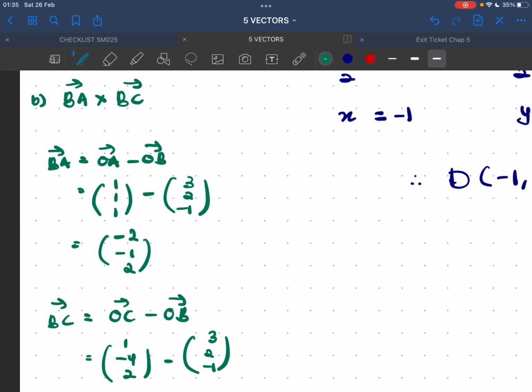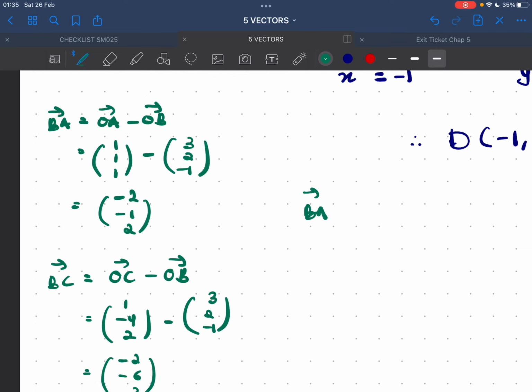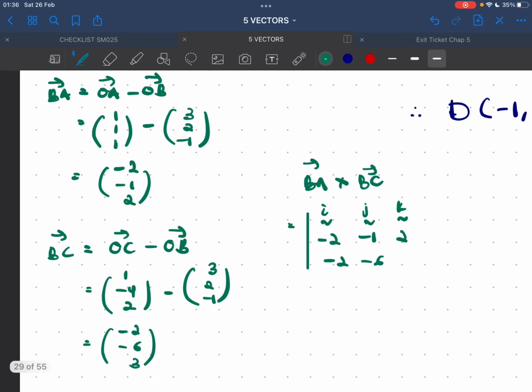So let's find that. We have BA cross BC equals, the vector of BA is this one labeled as i, j, k. So BA is negative 2, negative 1, 2, and BC is negative 2, negative 6, 3. So let's find the vector here. Covering the i column, we have negative 3 plus 12 i, then minus, then plus. Remember, in the middle it is minus. So here, covering the j column, negative 6 minus negative 4. Negative 6 plus 4, that is j.